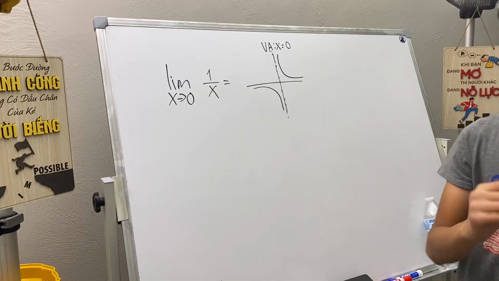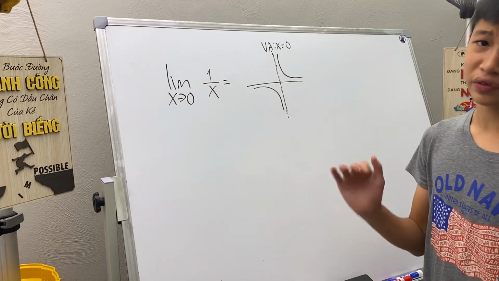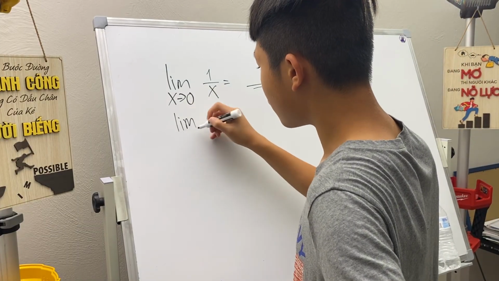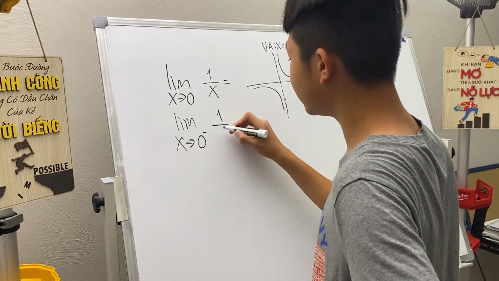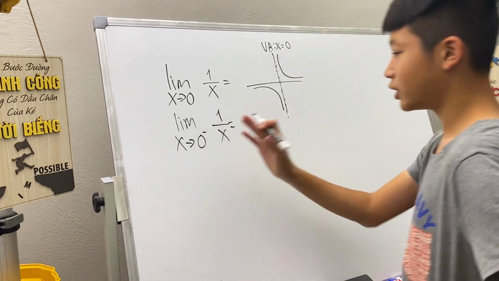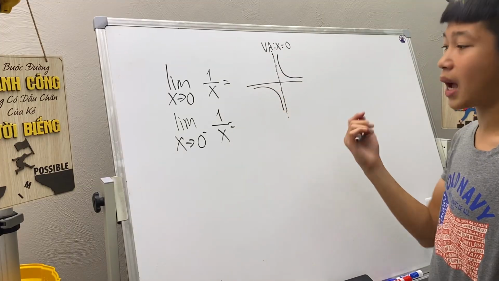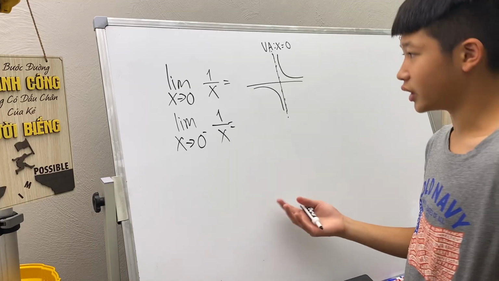You know what? Let's do this. Let's take the 0 from the left side. So this is the limit from the left side, so 0 to the minus. We have to take both sides if the limit doesn't work out happily. If the answers do not match, then it does not exist.